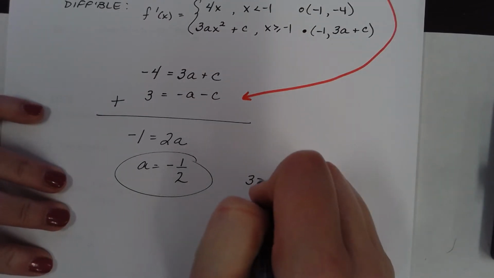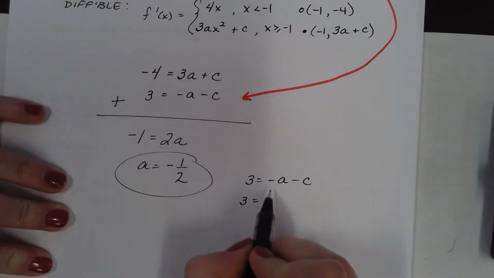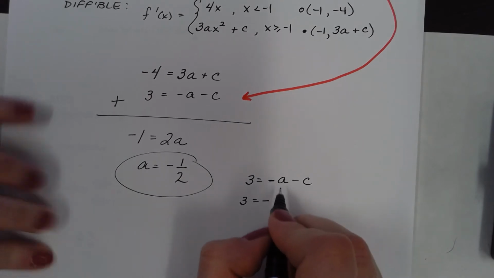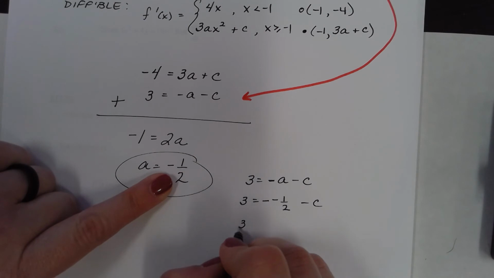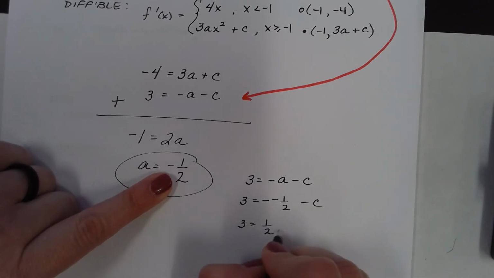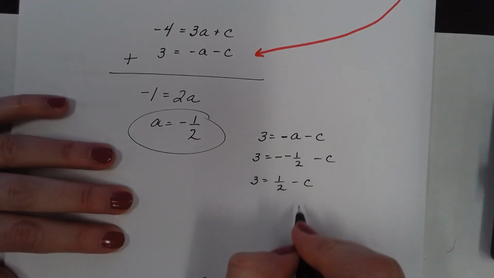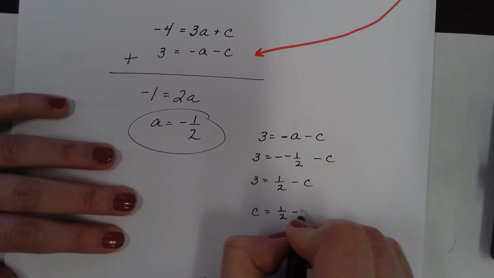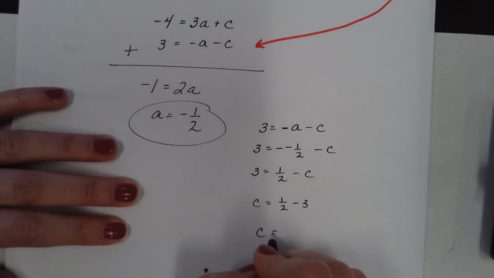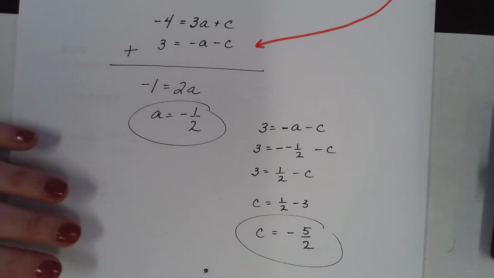I've got 3 equals -a minus c. So 3 equals, look, I have this negative here, and a is -1/2. So what does that really mean? Well, that's a +1/2. So I'm going to add c over. I'm going to subtract 3. So then c is equal to -5/2. And we're all set.